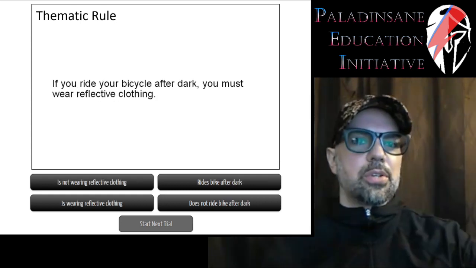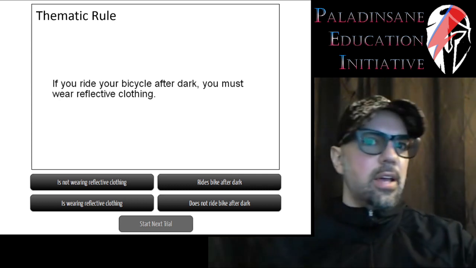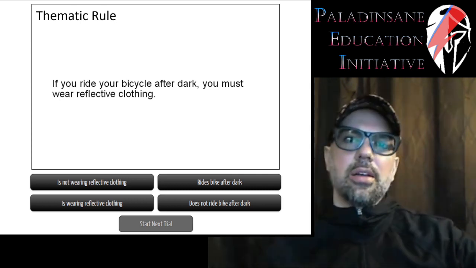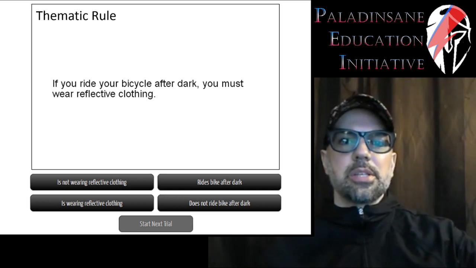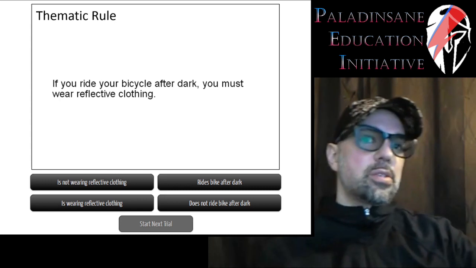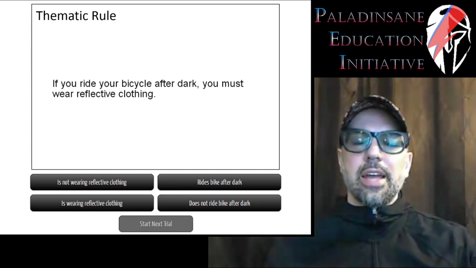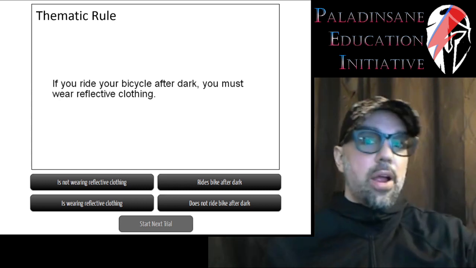All right, thematic rule number 2 example. If you ride your bike after dark, you must wear reflective clothing. This is something that I can easily draw on my own life or personal experience, because I do ride my bike after dark, especially in the fall months when I'm working at IUSB and I commute home on my bike and it's late at night and the sun has gone down, and I do wear reflective clothing.